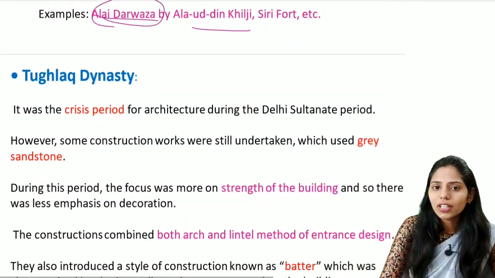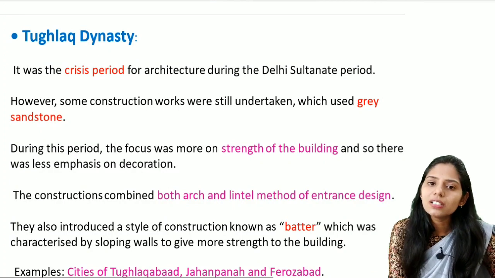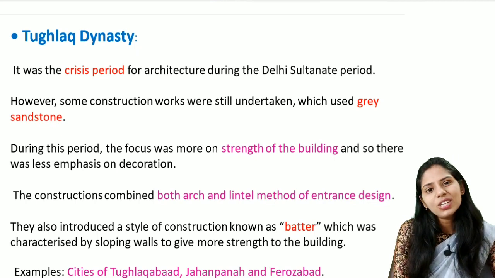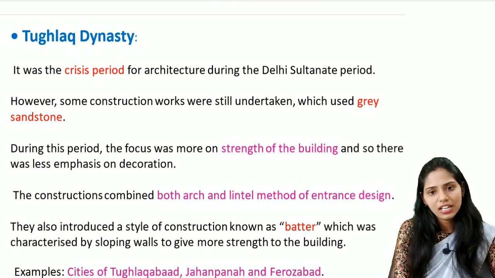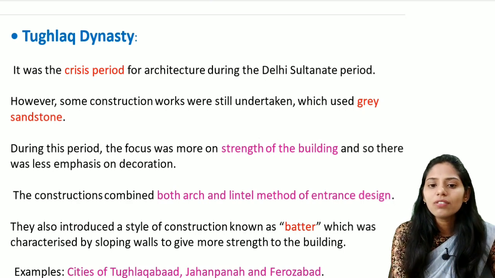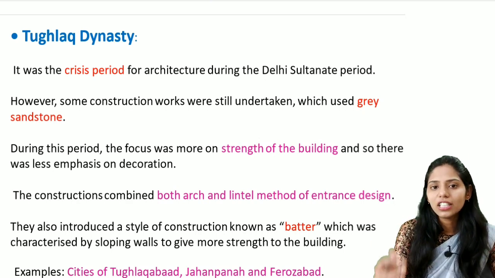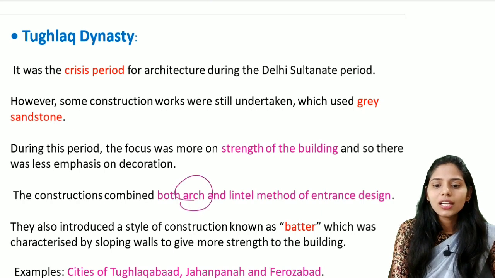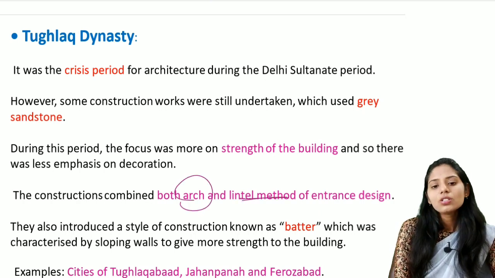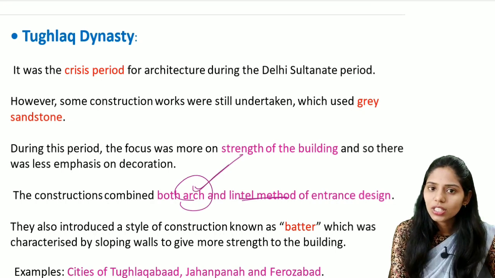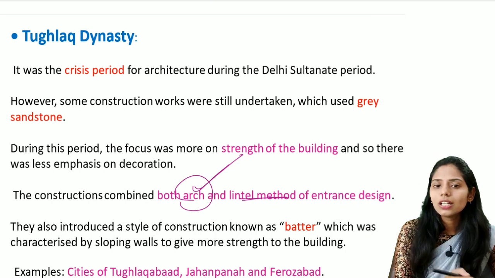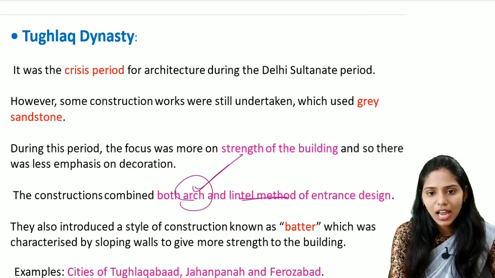So the next important dynasty is the Tughlaq dynasty, and this Tughlaq dynasty was one of the crisis periods for Indo-Islamic architecture, and they mainly used grey sandstone for their constructions. In this period, they mainly focused on the strength of the building rather than the decoration. And the constructions during this period were a combination of both the arch and the lintel method, mainly for the entrance design. The arch model emerged during the Khalji dynasty, but in this Tughlaq dynasty they also used the traditional lintel method, that is the trabeate style as well.